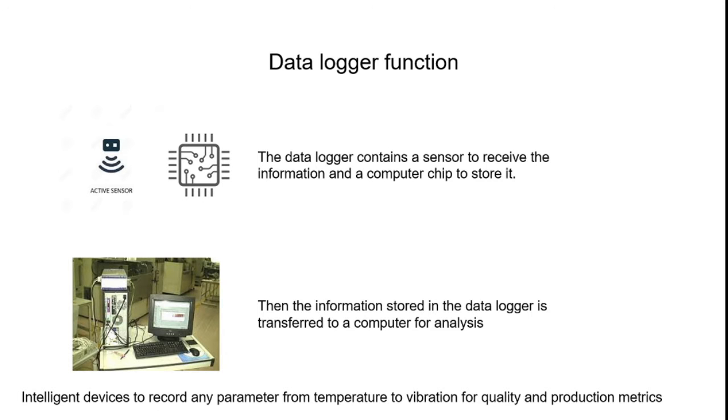The data logger functions mainly in two steps. The data logger contains a sensor to receive the information and a computer chip to store it. Then the information stored in the data logger is transferred to a computer for analysis. So from the data logger we can receive the data from the manufacturing system, store the data on the computer chip, and also analyze the data with computers.